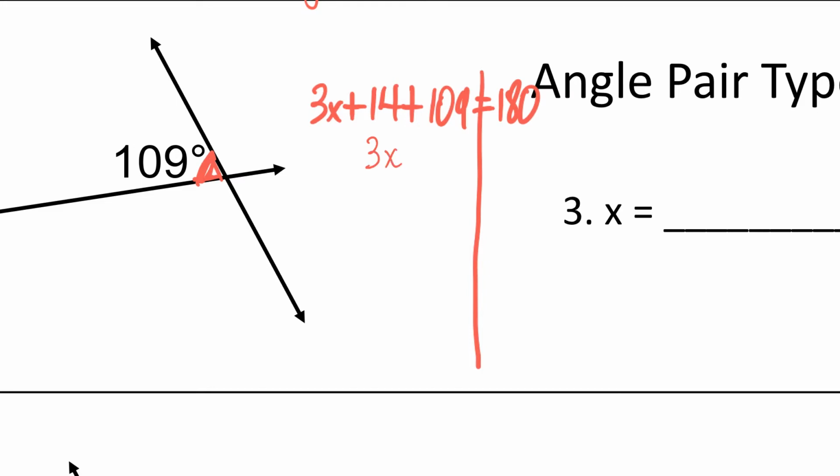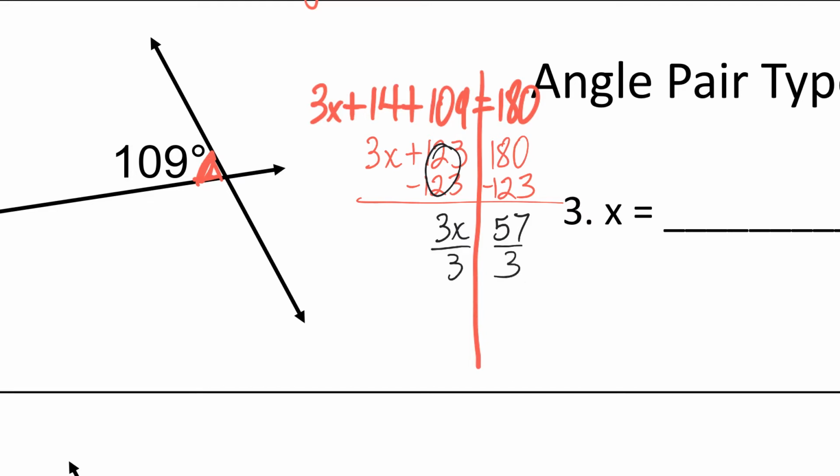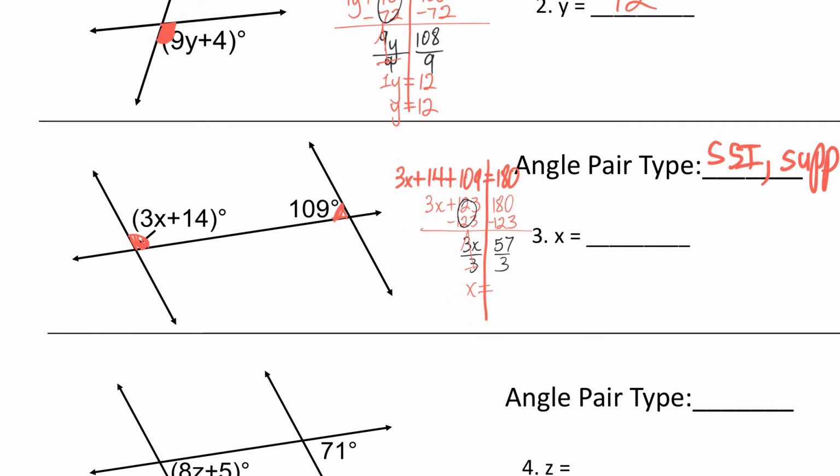So combine like terms, 3x, nothing changes that yet. 14 and 109 makes 123 equals 180. Okay, 3x equals 57, divided by 3. And so x equals what? 19.